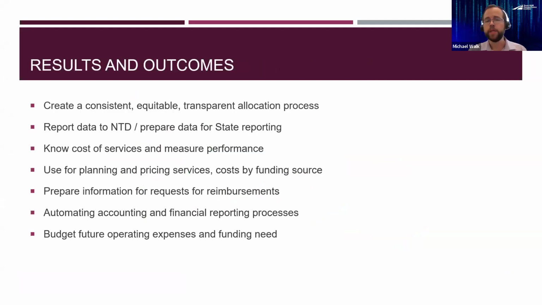Next slide. So when you use the calculators, what do you get out of them? And some of these things you already heard Jesse talk about. The fact that you have a consistent, equitable, transparent cost allocation process. The data from your cost allocation results can be used to support your NTD reporting or perhaps to report data to your state. It helps you to know the cost of individual services, measure performance, things like cost per passenger trip or cost per mile. And you can use the outcomes for planning and pricing services, preparing requests for reimbursement, setting your sponsored rates, and to automate some aspects of your accounting processes. Next slide.